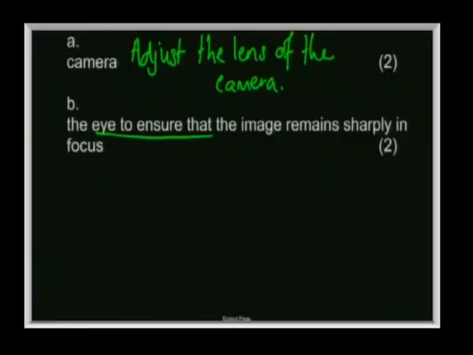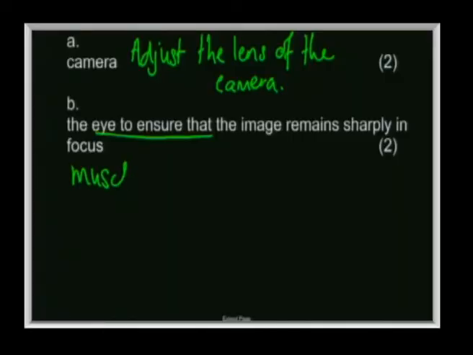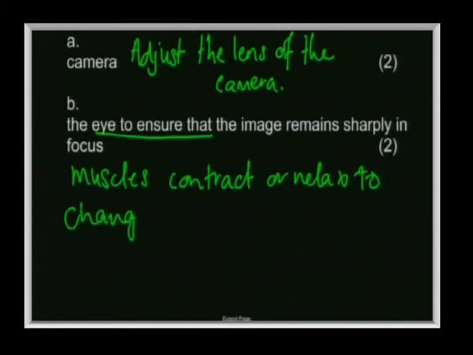Now, in the eye, what is done to make sure that the image remains sharply in focus? We find that the muscles working on the lens cause the lens to round or to go flatter or to bulge out. So over here the muscles contract or relax to change the shape of the lens.